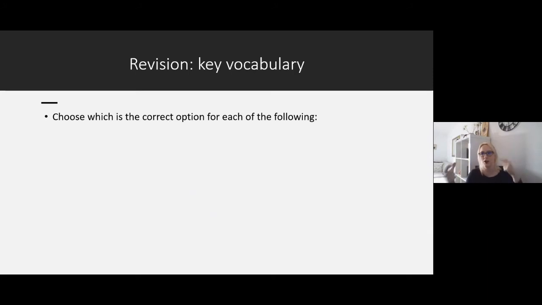Okay, so this is an interactive bit. I'll go through each question individually, and what I would like you to do is choose which is the correct option for each of the following. If you put your answers in the chat, Helen will be able to tell me the answers that are coming through. So the first one, if we want to talk about an app, what is the correct Spanish? Is it un aplicación or una aplicación? So A or B, what do you think? What's the correct answer?